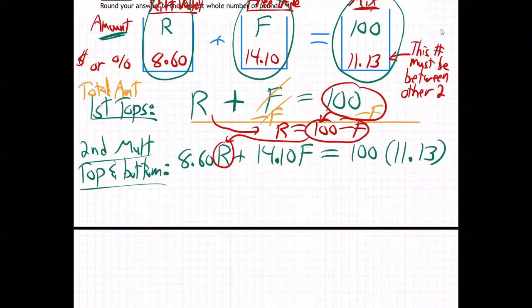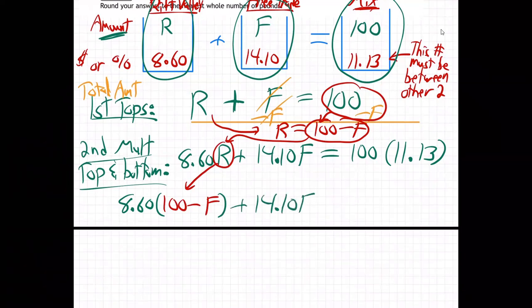And so what do we then get? We get 8.60 times, and what is R? 100 minus F. See that right there? I plugged in for R, 100 minus F, plus 14.10 F equals, and these guys just multiply them on your calculator.